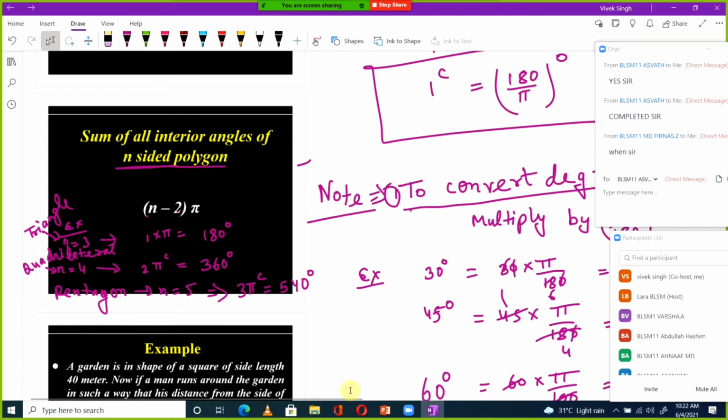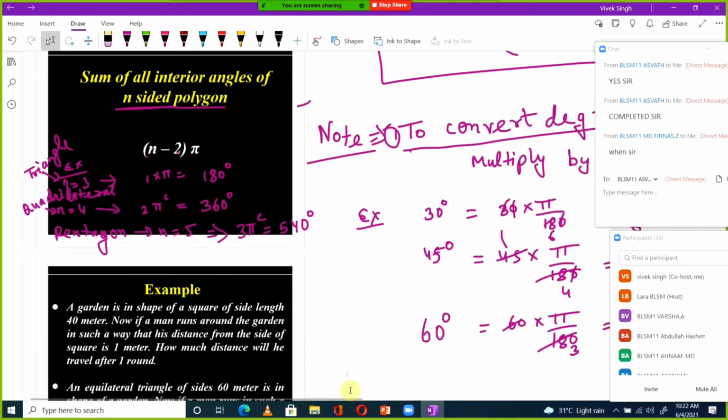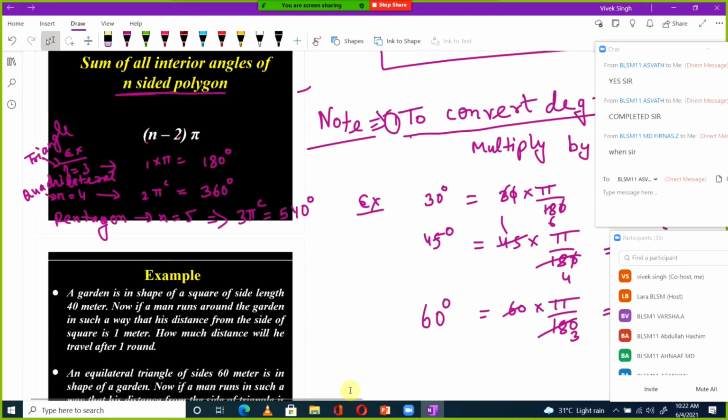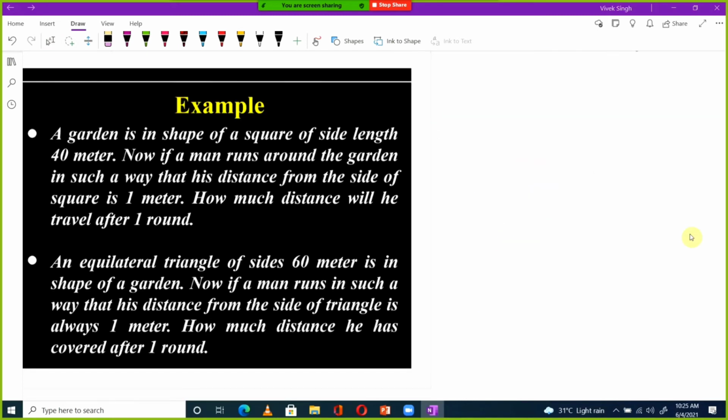Okay, if you have copied, then we can move to next. This one, very good question. Try to solve it. Take 2 minutes and solve it. First one. Completed. Simple question.